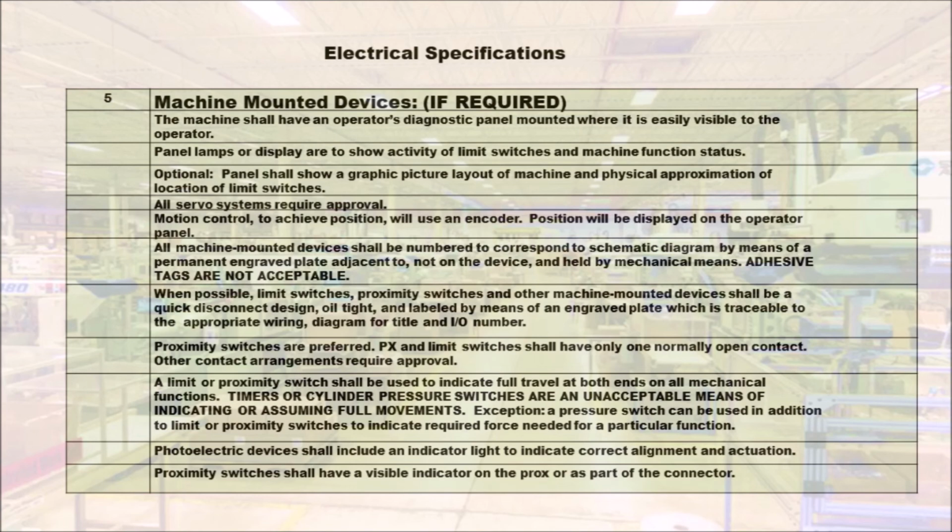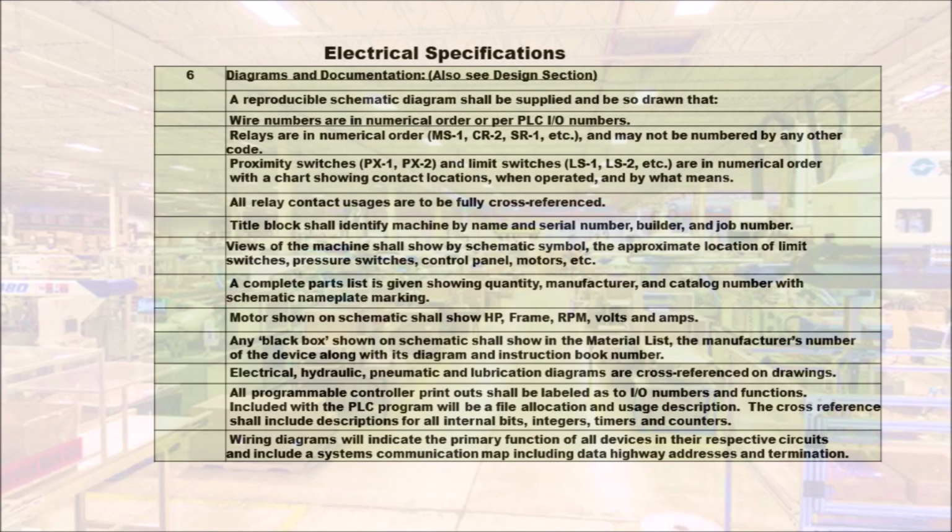A limit or proximity switch shall be used to indicate full travel at both ends on all mechanical functions. Timers or cylinder pressure switches are an unacceptable means of indicating or assuming full movements. Exception: a pressure switch can be used in addition to limit or proximity switches to indicate required force needed for a particular function. Photoelectric devices shall include an indicator light to indicate correct alignment and actuation. Proximity switches shall have a visible indicator on the prox or as part of the connector. Diagrams and documentation, also see design section.